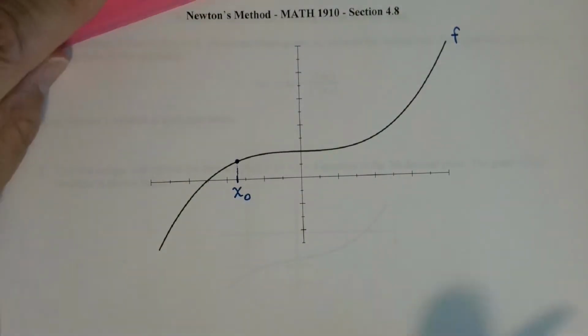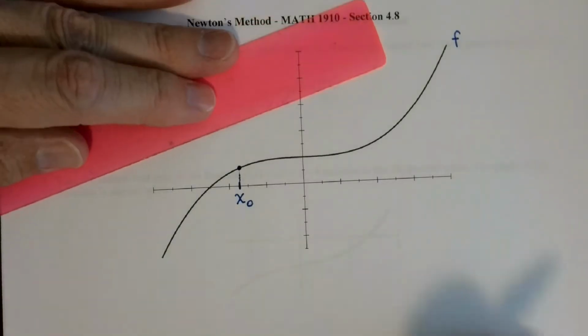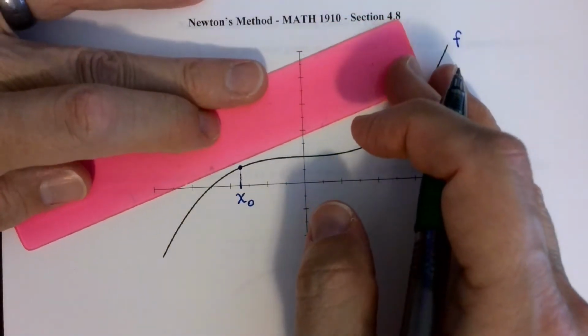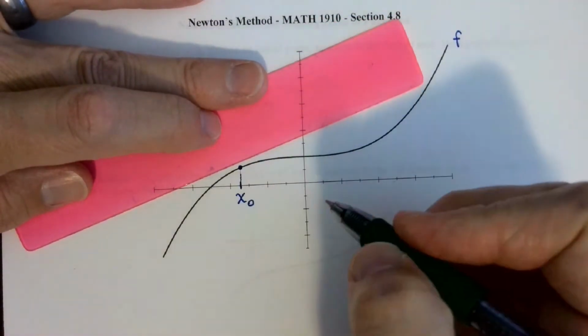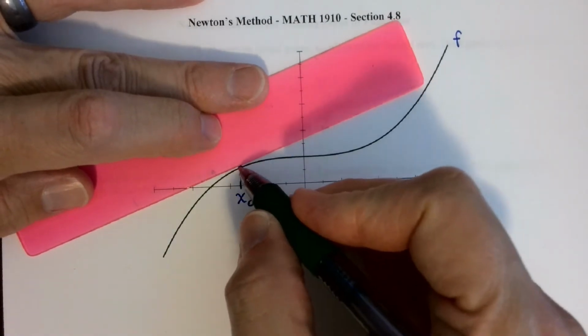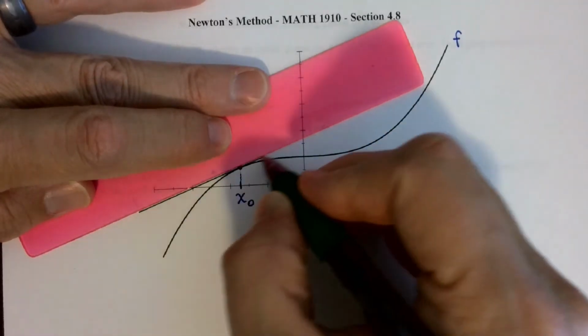But now what I'm going to do from that is I'm going to, at this point, since I know the function, I can find the derivative, and I can find the slope of the tangent line at that point. And let's do the tangent line just touching the graph. The bottom of my ruler just touches the graph right at that point. And so let me go and sketch that tangent line here.